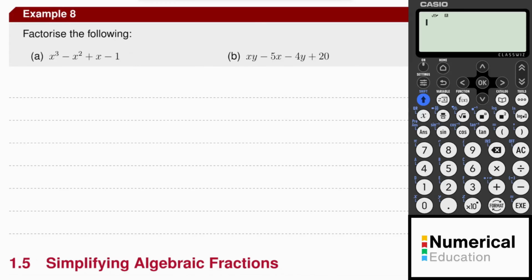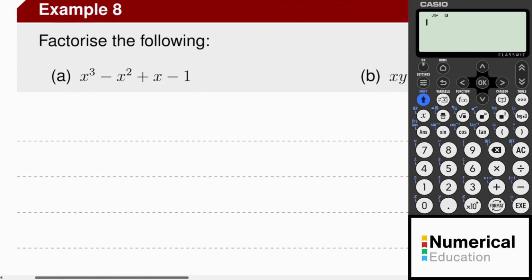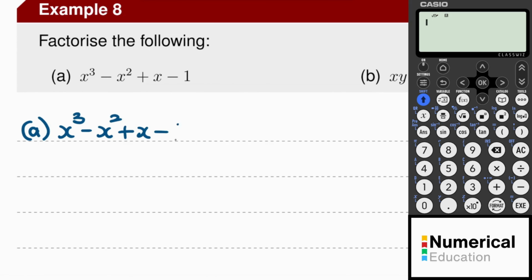So we now move on to the final factorization technique where you have 4 terms, so you should be using the grouping in pairs method. So let's move on to question 8a. For part A, we've got x cubed minus x squared plus x minus 1.